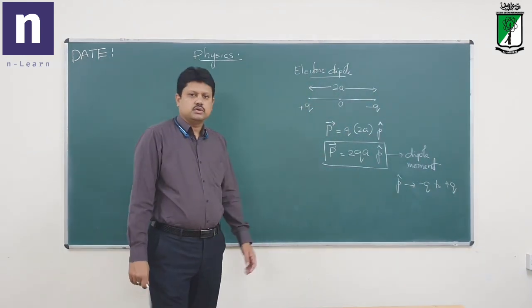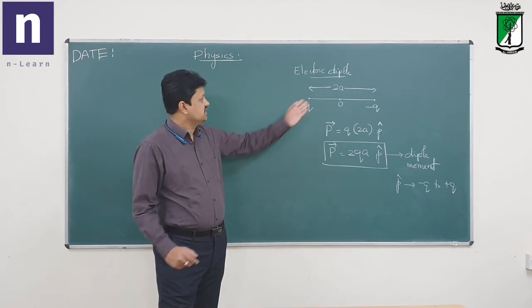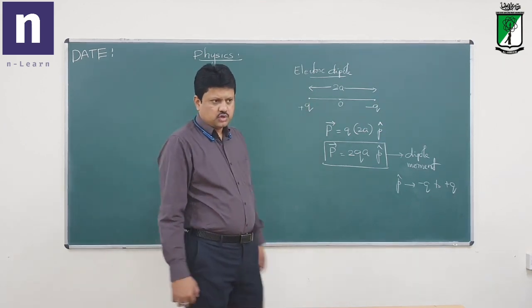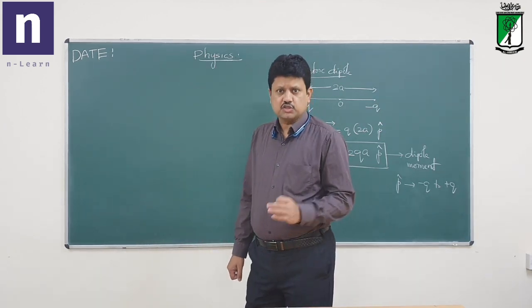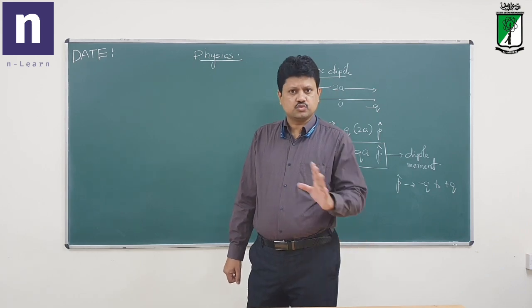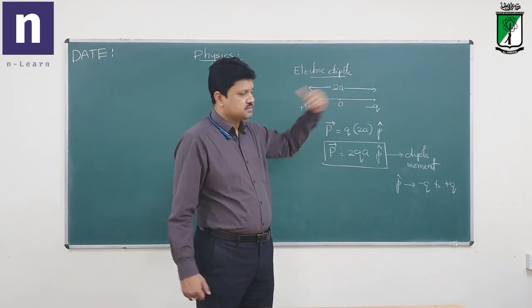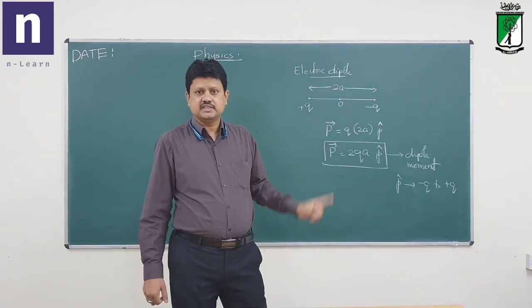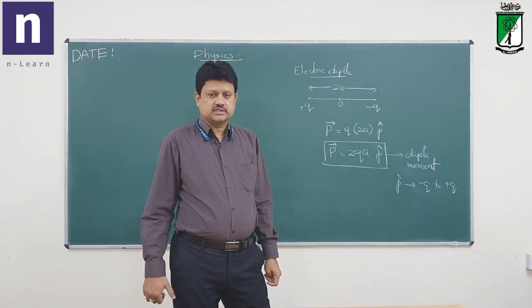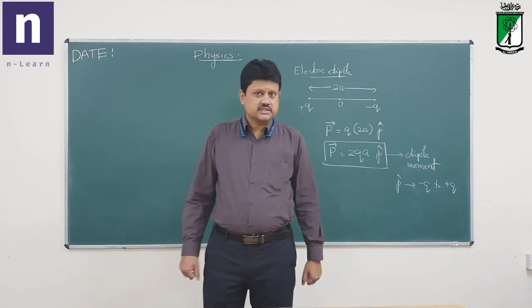So today we are going to discuss the field of this electric dipole. You already know how to find the electric field at any point due to a point charge. Now here is a combination of two charges, minus q and plus q. We will find the electric field due to these two charges. Now there are different possibilities. Where do you want to find the electric field?